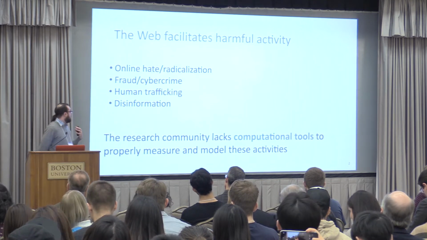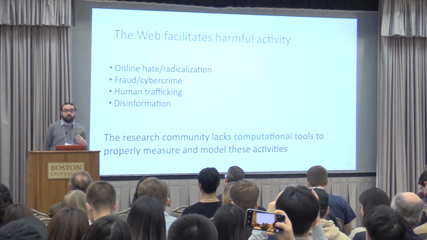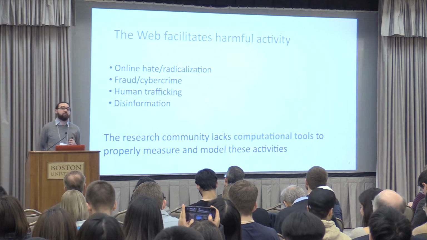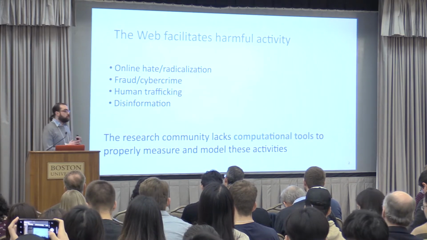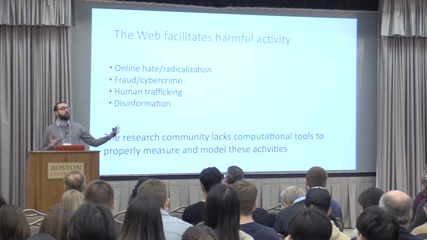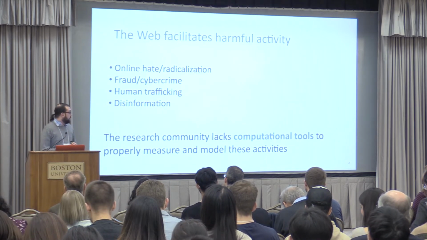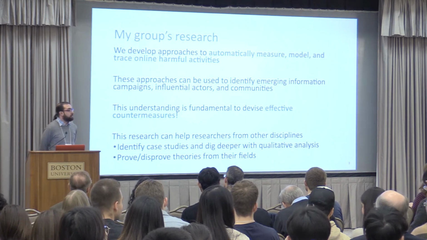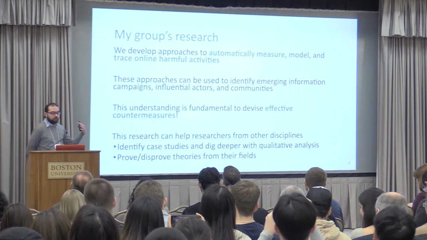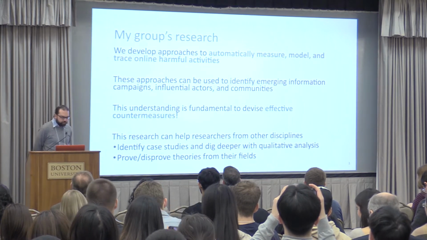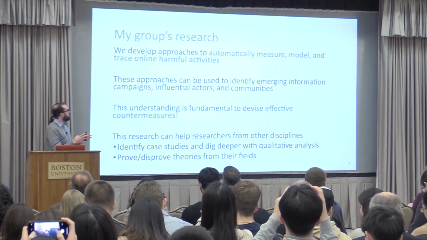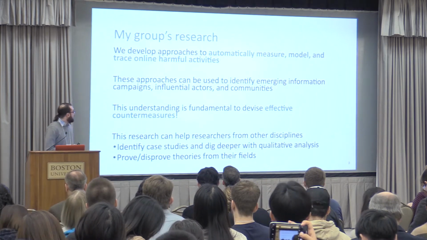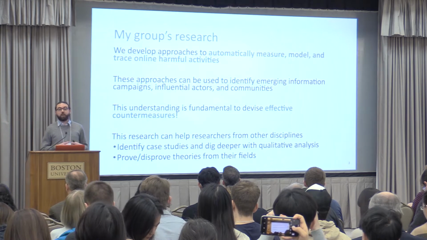So the problem here, at least from my point of view, is that the research community at the moment lacks computational tools to actually properly measure and model all these activities, okay? So we don't have good computational tools that allow us to trace this information at scale. In my group, then, I develop approaches to basically automatically measure, model, and trace these online harmful activities. And in particular, these approaches can be used to identify emerging information campaigns, what are influential actors, what are communities, and so on. And this understanding is fundamental to develop effective countermeasures.